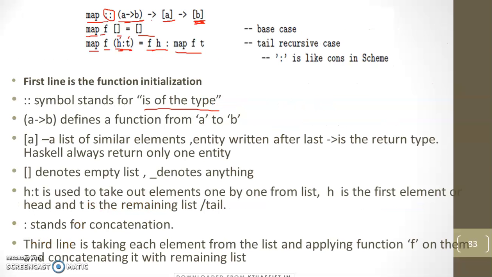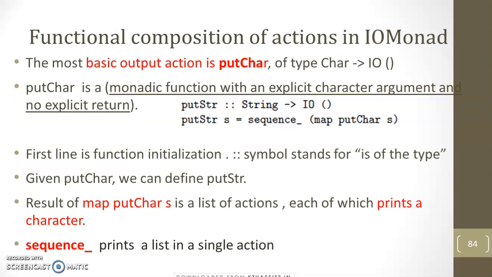So this is related to the map function. Then the most basic output action is putchar, of type Char to IO. Putchar is a monadic function with an explicit character argument and no explicit return. So putstr is of type String, that is, a mapping to an IO function.